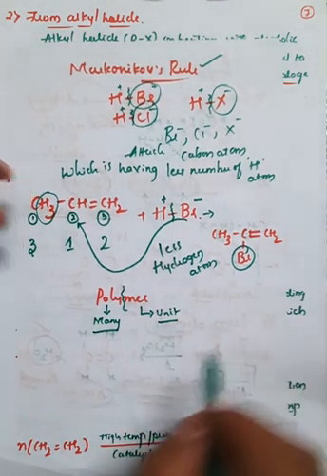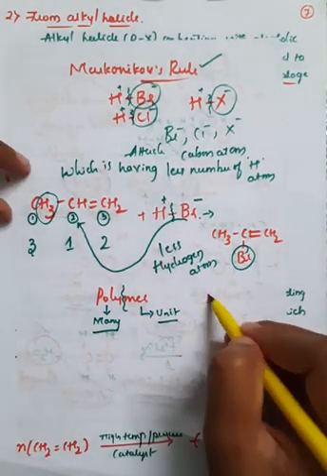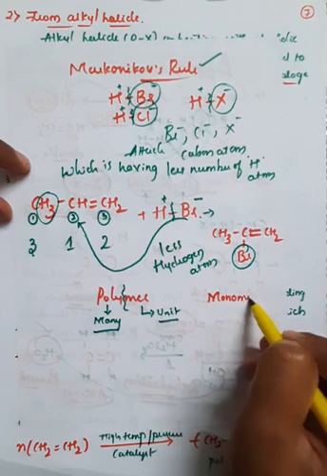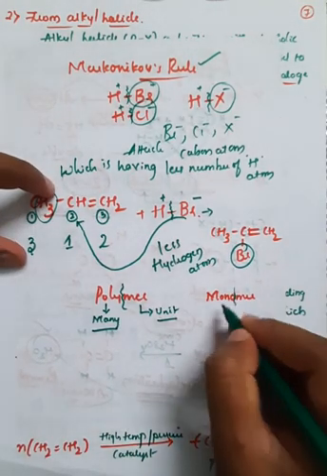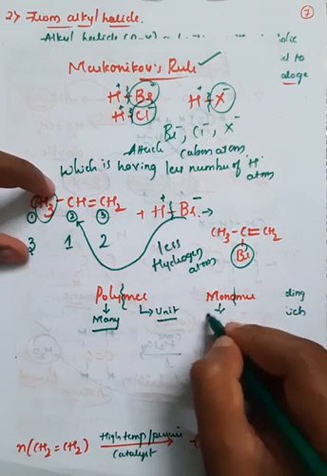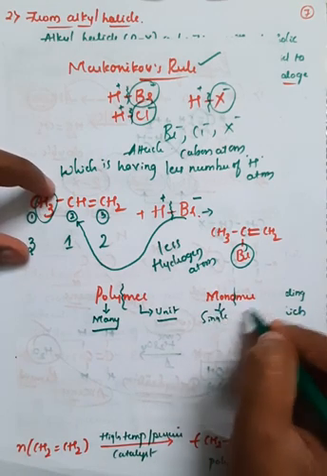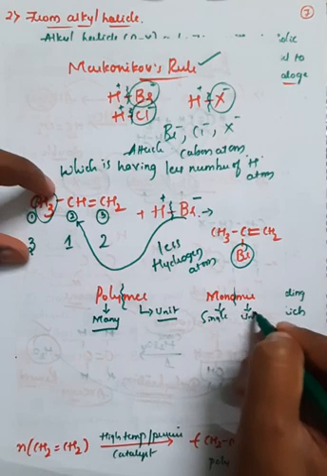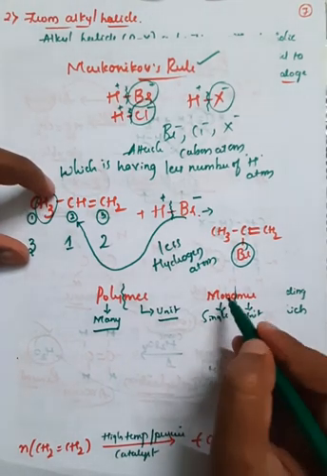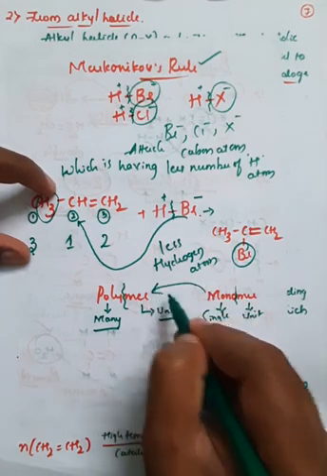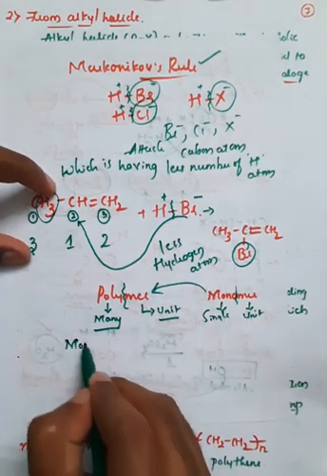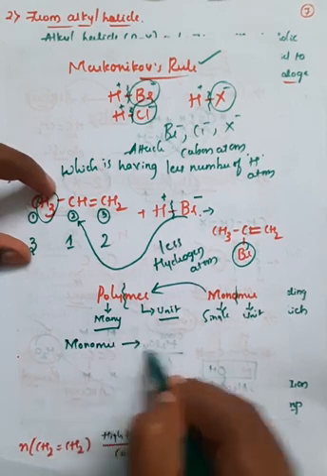There is one more word, monomer. Again we can split this word into two parts. Mono means single or only one, and mer means unit. So whenever there is a continuous addition of monomers, it converts into a polymer. Which means we can convert a monomer into a polymer.